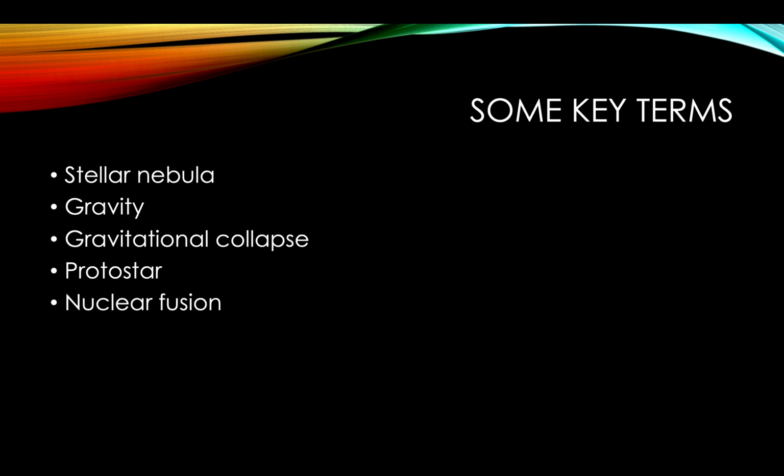So the key terms you should be aware of when you're discussing this topic, I have them there: stellar nebula, gravity, gravitational collapse, protostar, and nuclear fusion. That's them in order of how they happen or how you need to recall them when you're describing this process. Okay, so I'll go through each of them here and I'll talk you through the process with a few pictures here just to help visualize it.